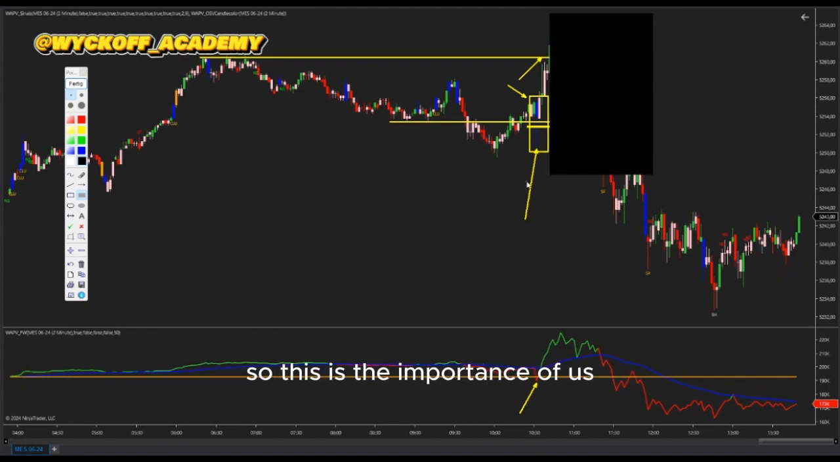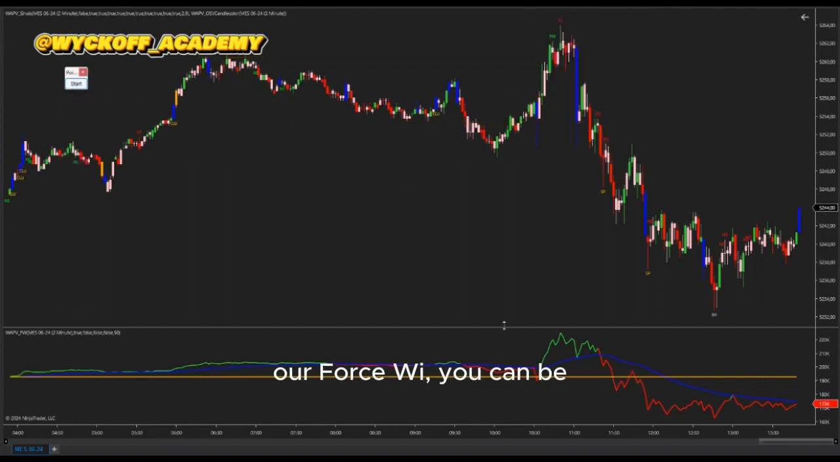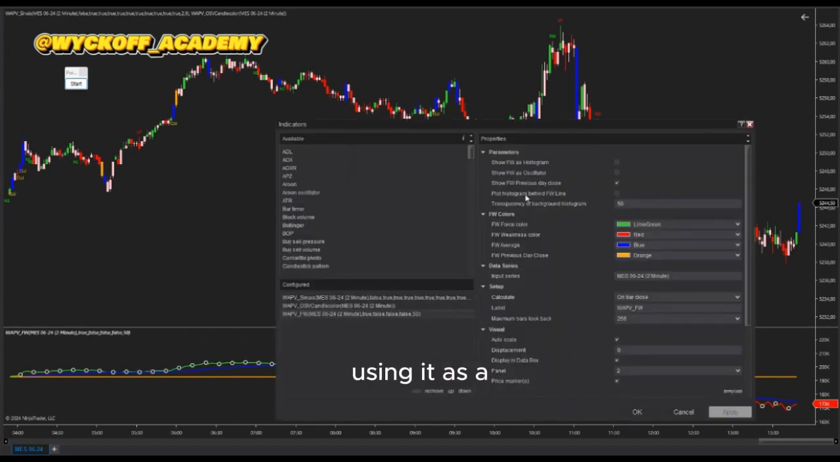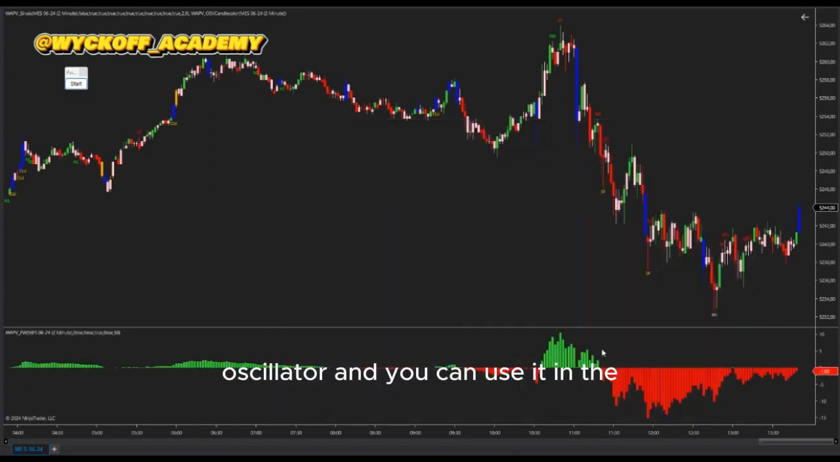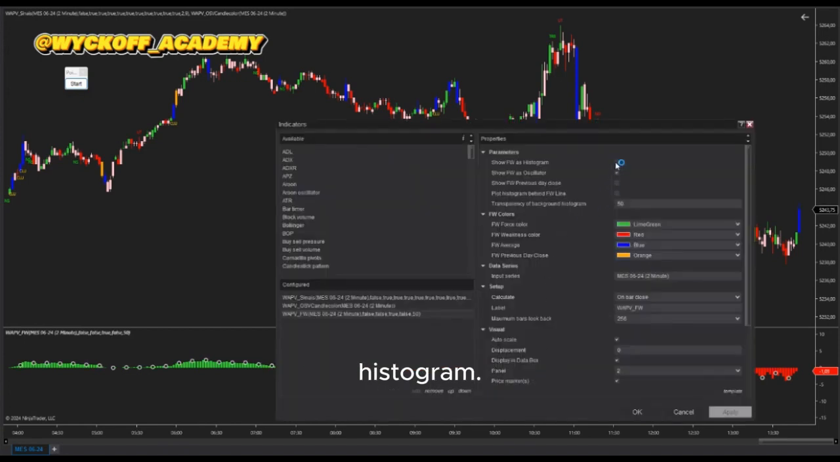So this is the importance of being able to look and identify these regions. Our Force indicator, you can use it as a line, you can use it in the form of an oscillator, and you can use it in the form of a histogram.